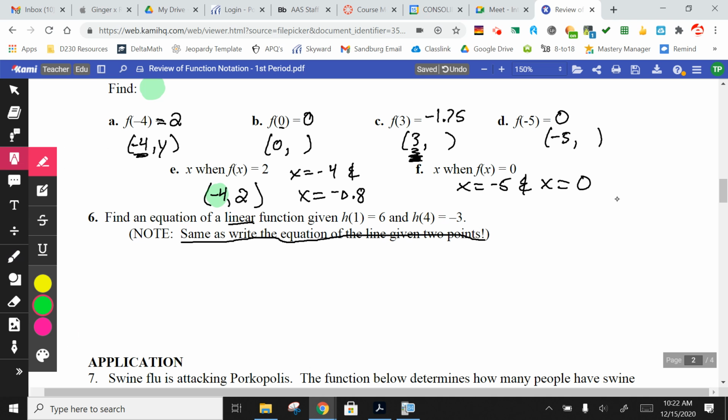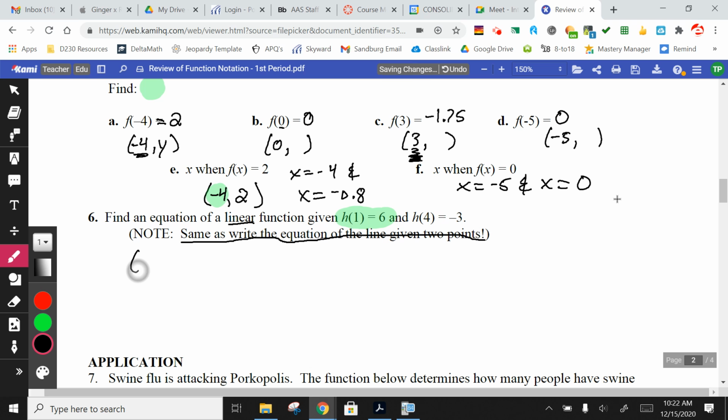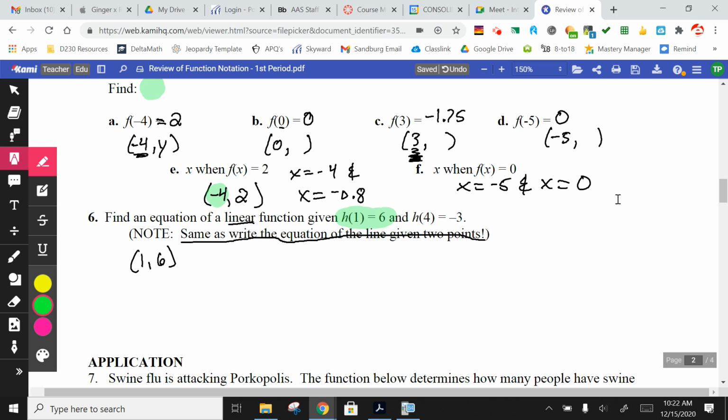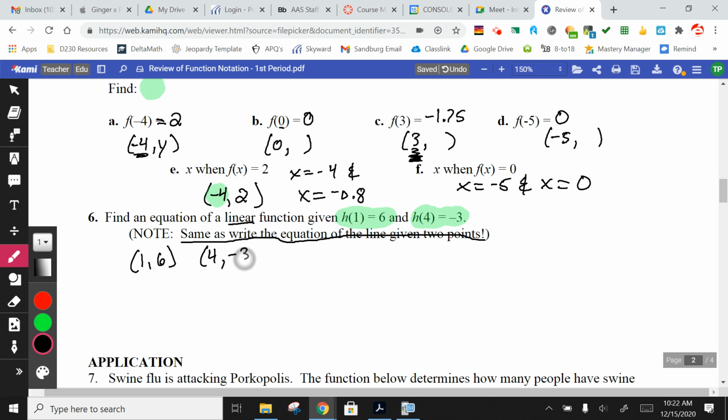So if I do this first one, let's first write this as a point. That's really just the point (1, 6). If we go to the second one, h of 4 is -3. That's really just the point (4, -3).